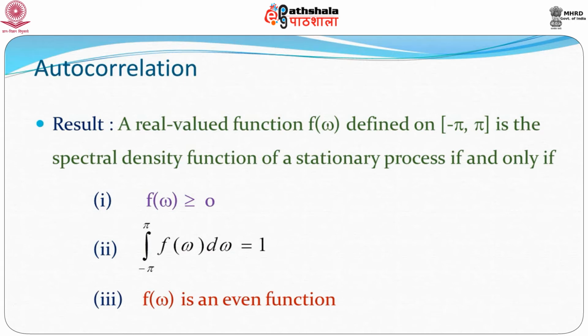Now, the first two conditions are the general conditions for any density function. The additional condition that we require here is the third condition, which is that f(ω) is an even function. On the other hand, if f(ω) satisfies these three conditions, it is a spectral density function, and we have already seen that the spectral density function satisfies these three conditions. So, this is a necessary and sufficient condition.